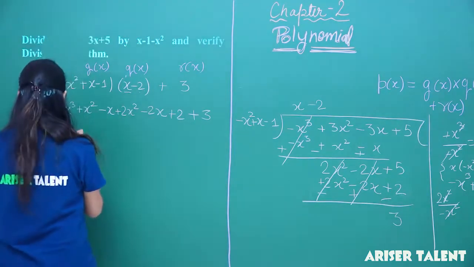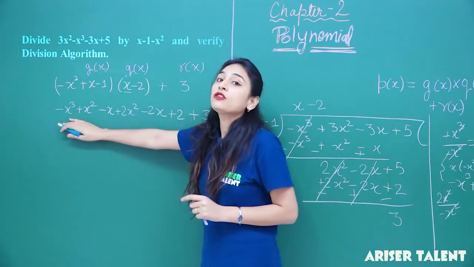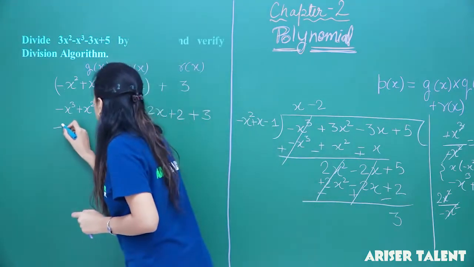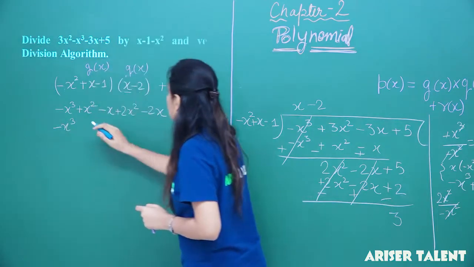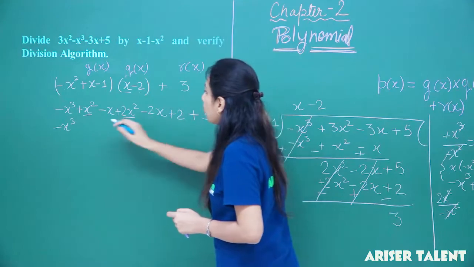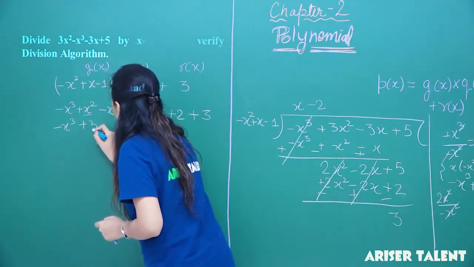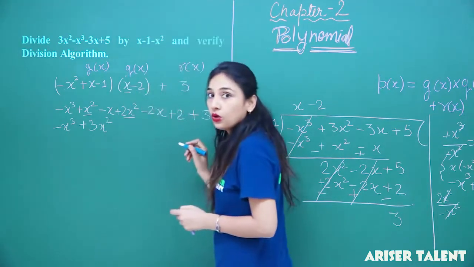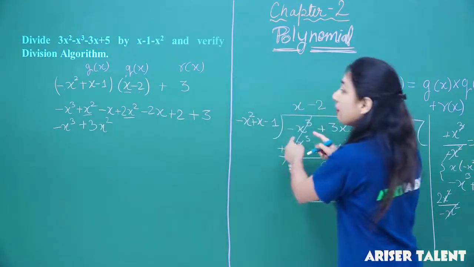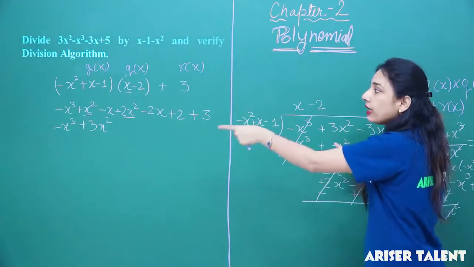Okay. Now we are not having any more x cube term here. So we will write minus x cube as it is. Now look at x square is here and here also. So x square plus 2x square will be equal to 3x square. Okay. Now look, we are having minus x cube, plus 3x square right there.